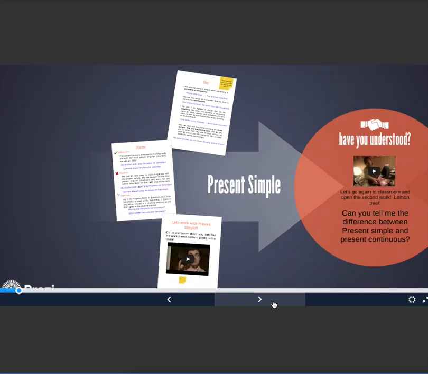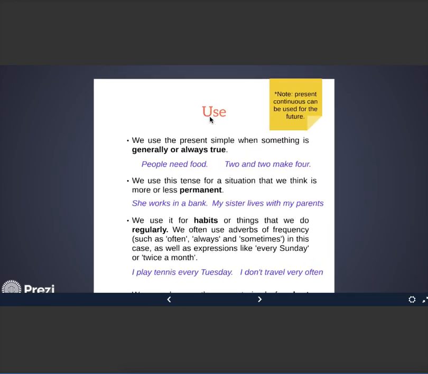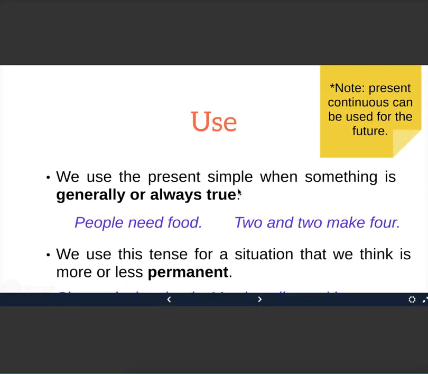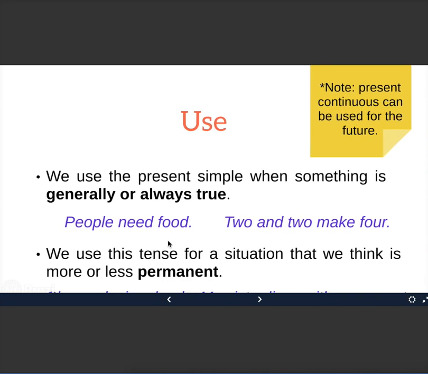So let's begin with present simple. So, let's talk about the use. We use the present simple when something is generally or always true. When something is generally true or true all the time. So, people need food. Two and two make four.